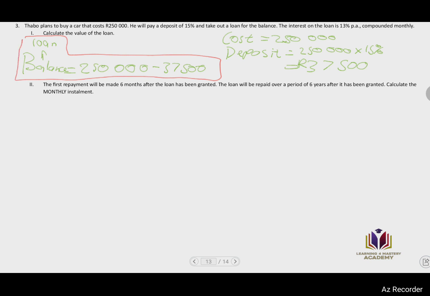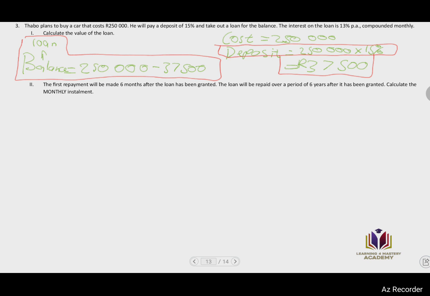Simple. Thabo wants to buy a car. He has to pay a deposit of 15% on what? On the cost. You multiplied, like we did here, we multiplied the cost by the 15%. It gave us 37,500, right? The cost is 250,000. We multiplied that by 15%. It gave us 37,500. Now, to get the loan, we have to calculate the balance after the deposit.